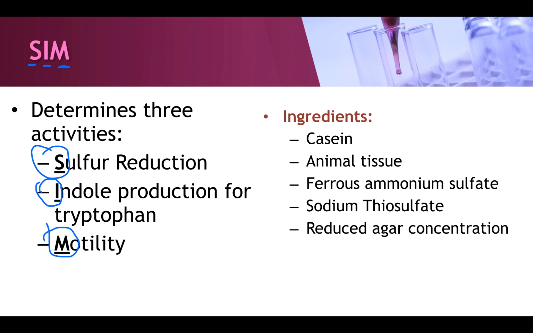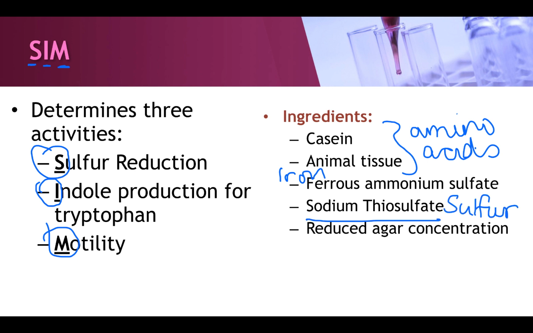This particular medium includes casein and animal tissue, which are sources of amino acids. There is also an iron-containing compound called ferrous ammonium sulfate, and then there is sulfur in the form of sodium thiosulfate. This medium also has a reduced agar concentration. Typically, agar concentration is about 1.5% in the nutrient agar, but for this particular medium, it's 0.35%. You would see the significance of that when we talk about motility.